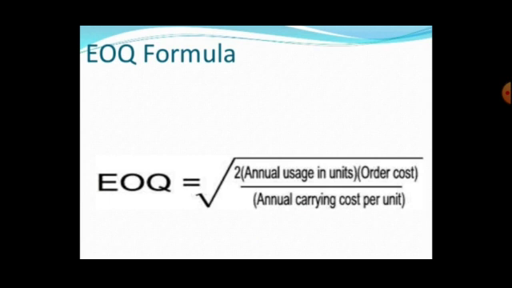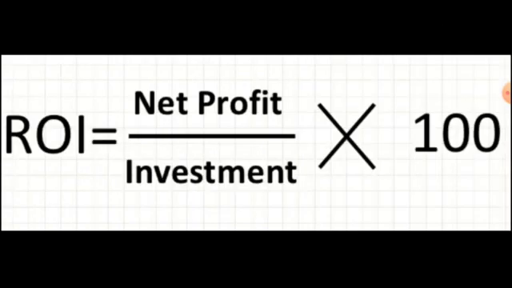Next important thing that we are going to learn about is return on investment. Any entrepreneur will demand a good return and aspires to earn a good return over investment. If it is a sole trader or a partnership firm, ROI is calculated to know the actual performance of a business. That means at what percentage the return is received on investment. So the ROI formula goes like this: net profit upon investment into 100.